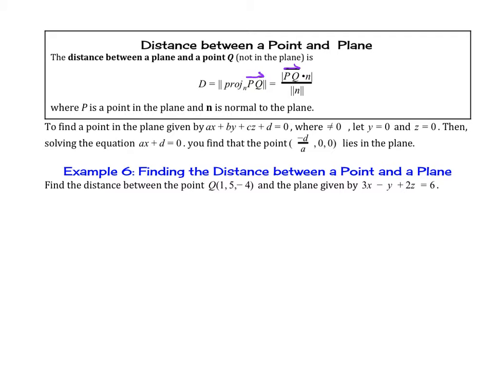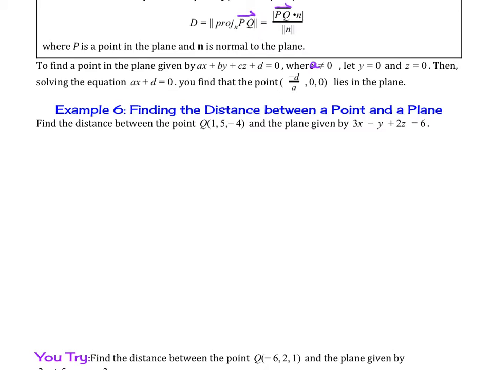To find a point in the plane given by ax plus by plus cz plus d equals 0, where a is not equal to 0, let y equal 0 and z equal 0. Then solve the equation ax plus d equals 0, and you find that the point negative d over a, 0, 0 lies in the plane. So that's how to find the distance. Let's try an example.